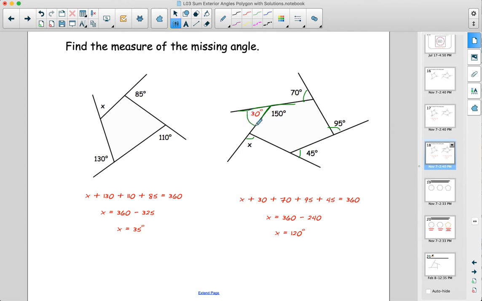So I now know that x plus 30, plus 70, plus 95, plus 45 needs to be 360, because it doesn't matter how many sides your polygon has, the sum of the exterior angles is always 360. If you add those four numbers together, you'll get 240. So I now know that x is 360 minus 240, which is 120.